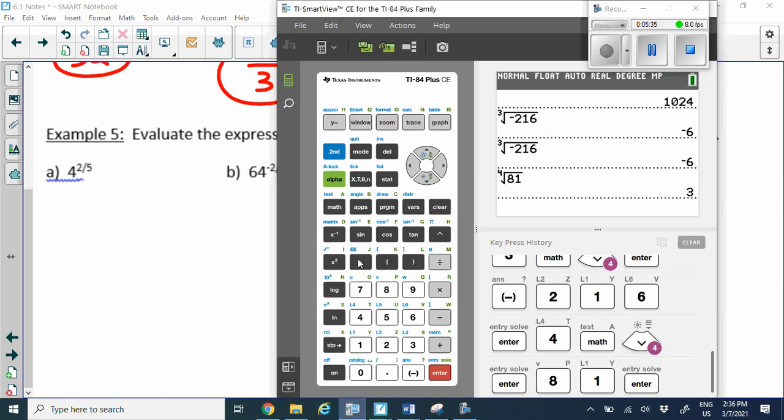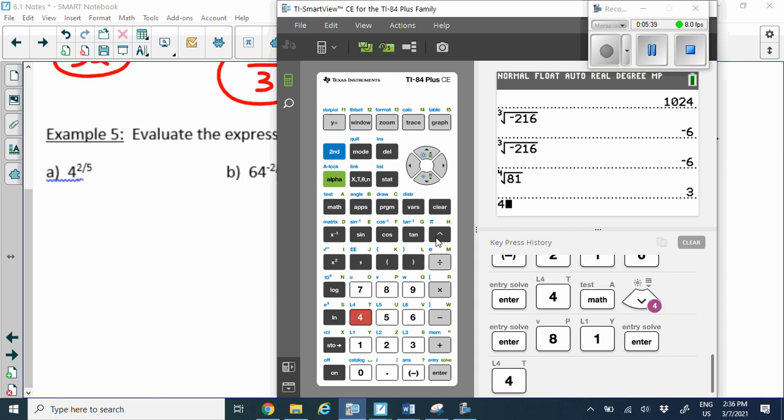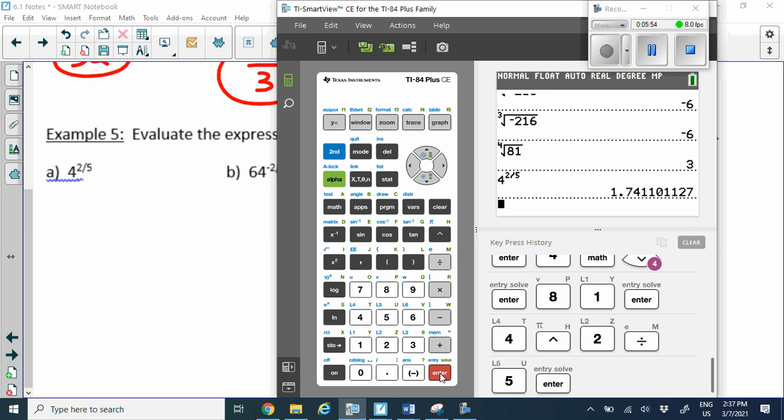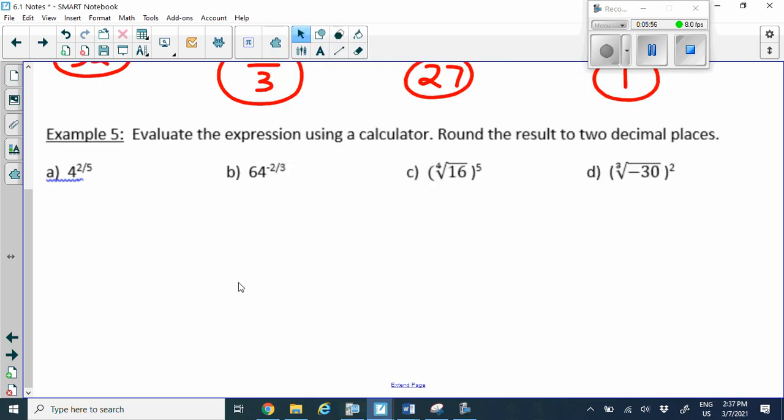So let me find that. There we go. Okay, let's try 4 to the 2/5. So I do 4, then the caret key. This is what you use on either the graphing or scientific calculator, so make sure you use the caret key. We do 2 divided by 5. If you're using a scientific, you probably need parentheses, so make sure you do 2 divided by 5 in your parentheses. And we should get about 1.74 as our answer.